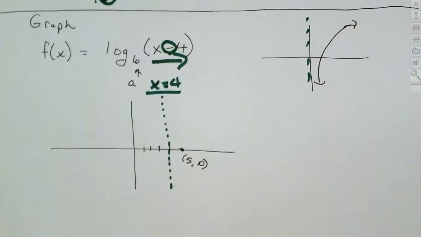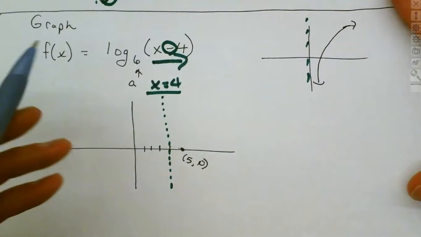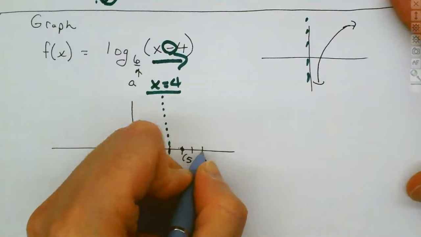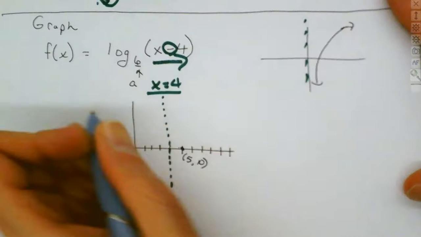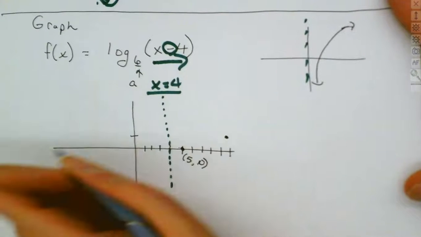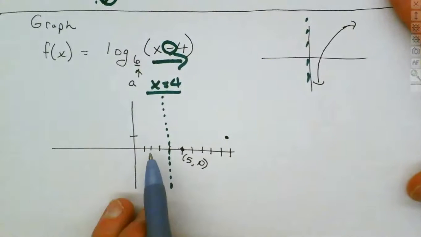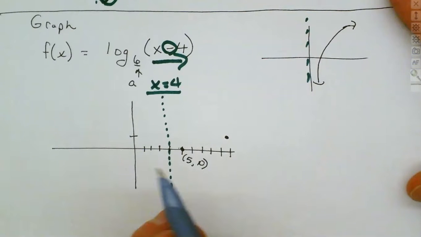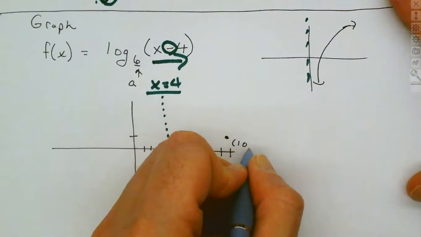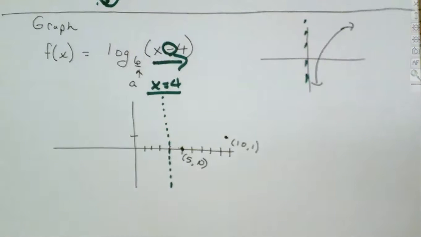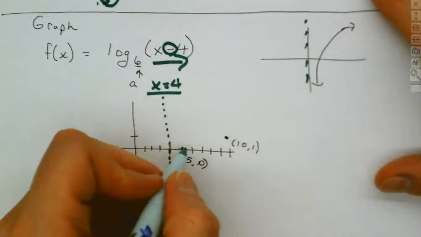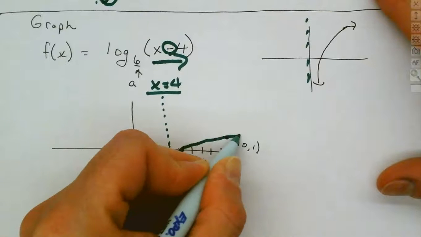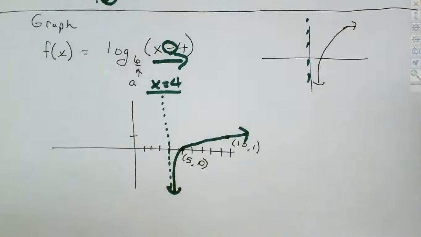And then what's my next point? 6 units from here. So 1, 2, 3, 4, 5, 6 units. Go up 1, and that makes my new point. How many units is it? 1, 2, 3, 4, 5, 6, 7, 8, 9, 10. So it's going to be at 10, 1. I can now connect these together. There is my graph.